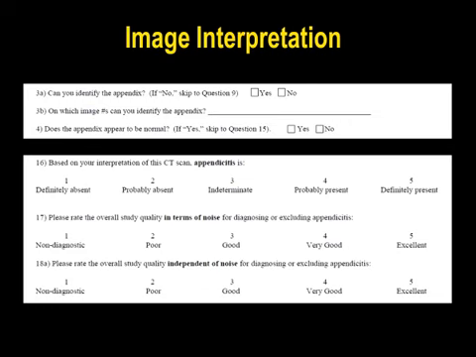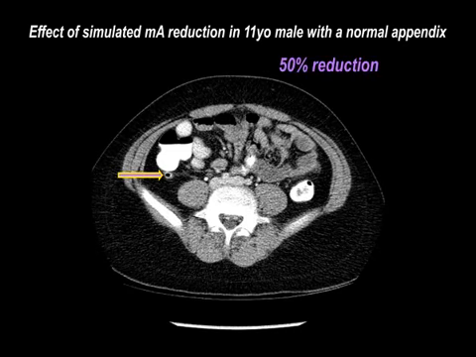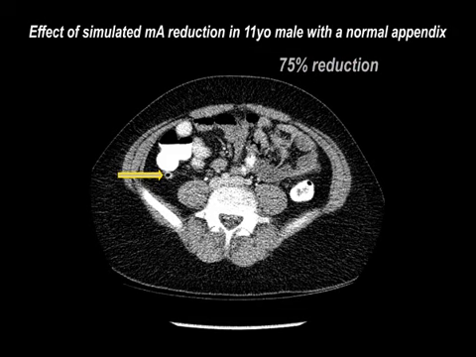This is systematically how we've done this in about 5 or 6 different paradigms. So, normal appendix. This is the usual body habitus that we're seeing in North Carolina these days. A lot of extra abdominal soft tissue here. See the appendix quite nice. If we do a 50% reduction, still see it. 75% reduction, I think most people would say it's getting a little dicey here, but I can still see that.